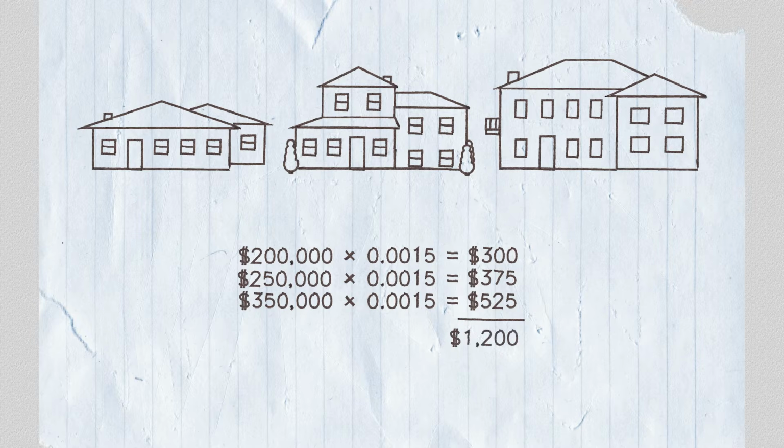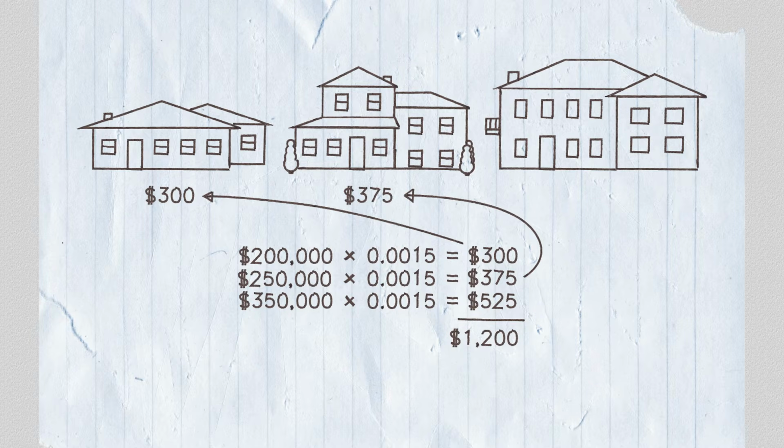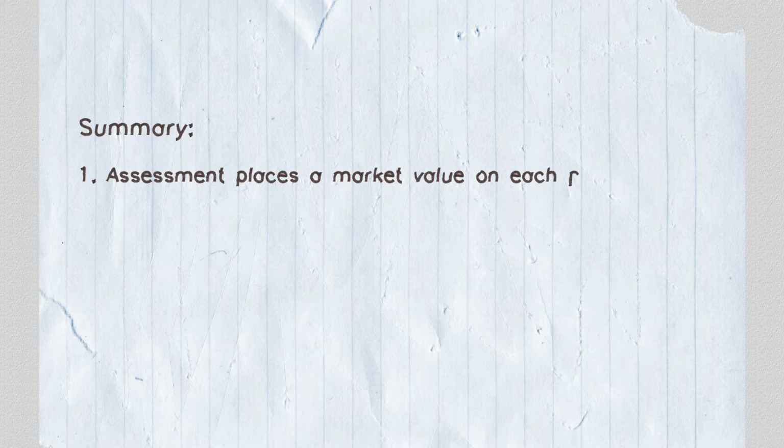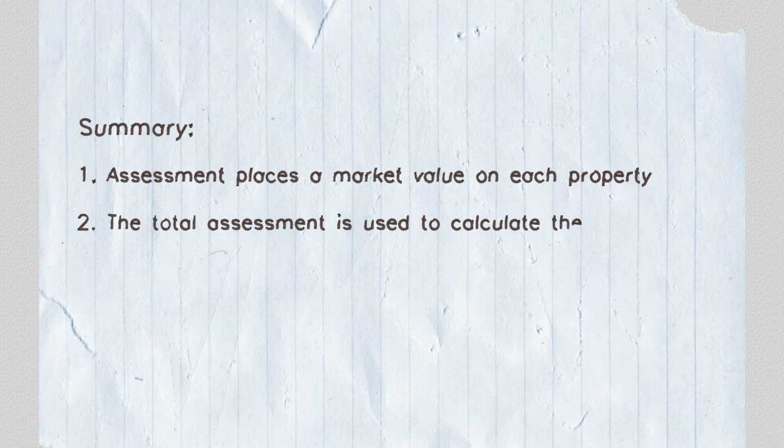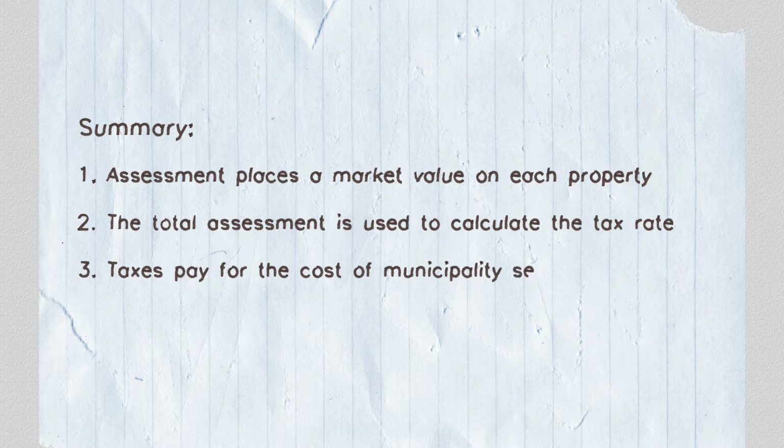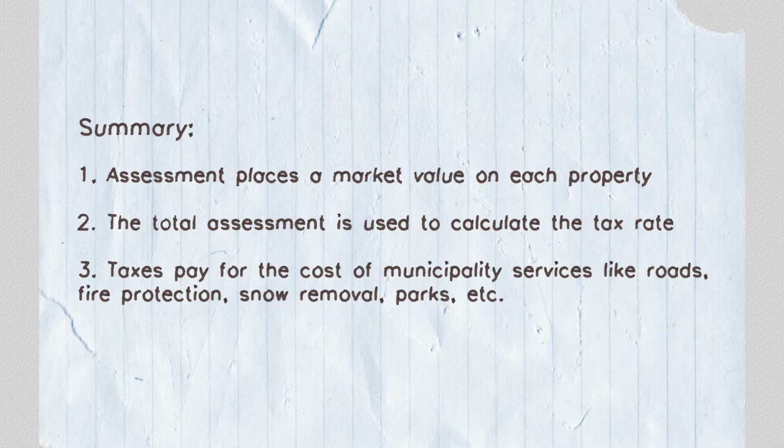As you can see, the first house would pay $300, the second home would pay $375, and the highest valued home would pay $525. Let's summarize what we've covered so far. 1. Assessment places a market value on each property. 2. The total assessment is used to calculate the tax rate. And 3. Taxes pay for the cost of city services, like roads, fire protection, snow removal, parks, etc.